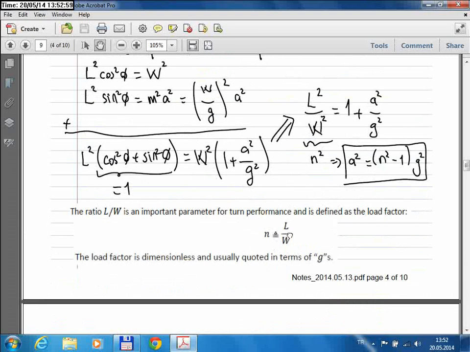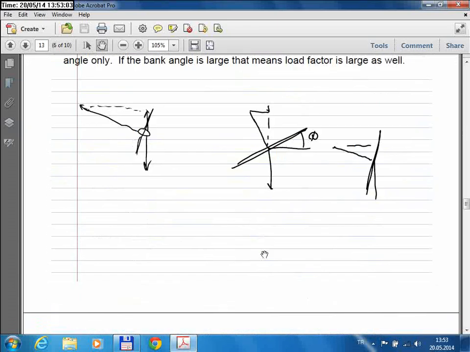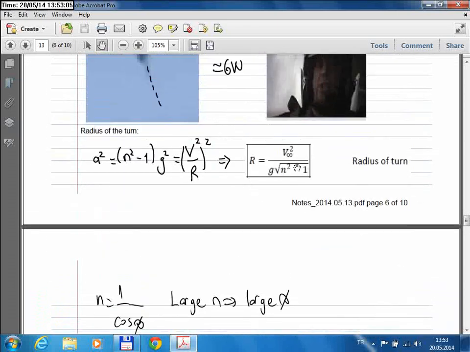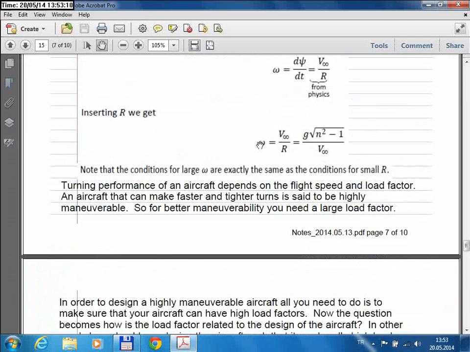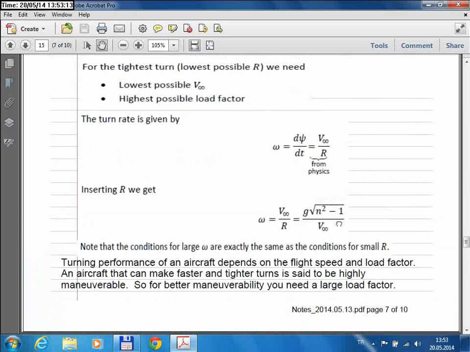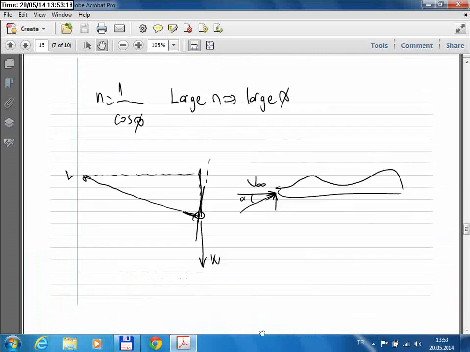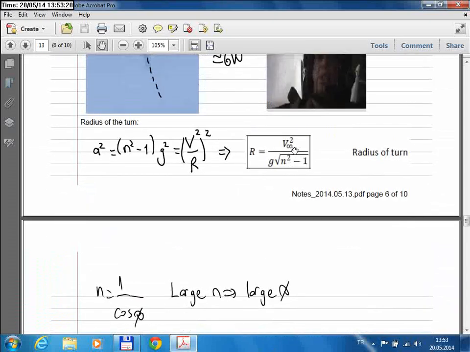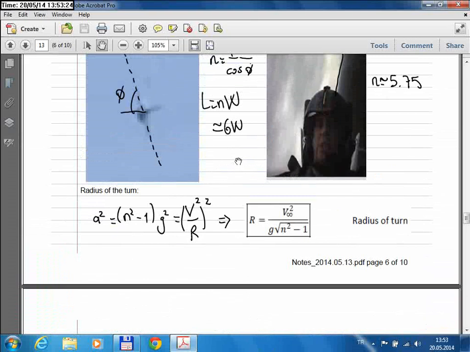And then we obtained these two equations. So this is for the radius of turn, and then there's a similar equation for the rate of turn. This is the angular rate. And if you look at these two equations, for a faster maneuver, you need a high load factor. So if you want to make a very fast turn, this n has to be a large number. It should be as large as possible.